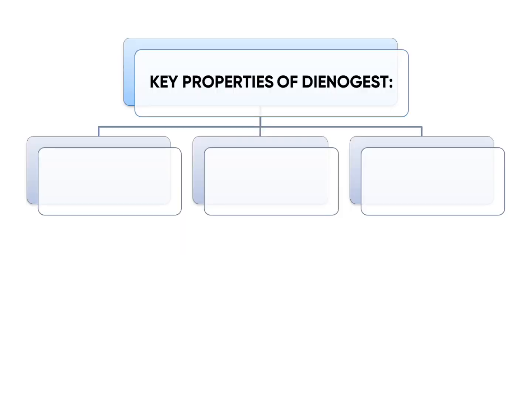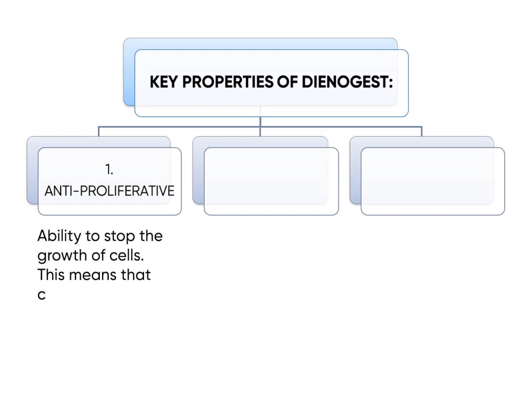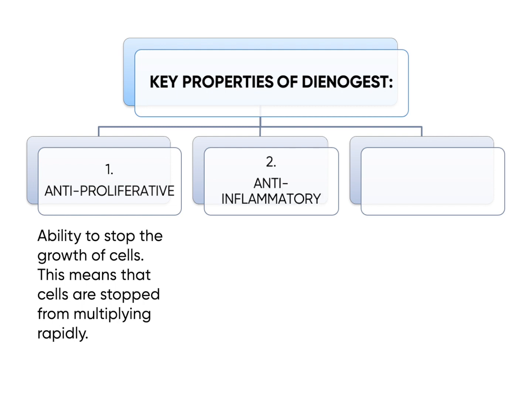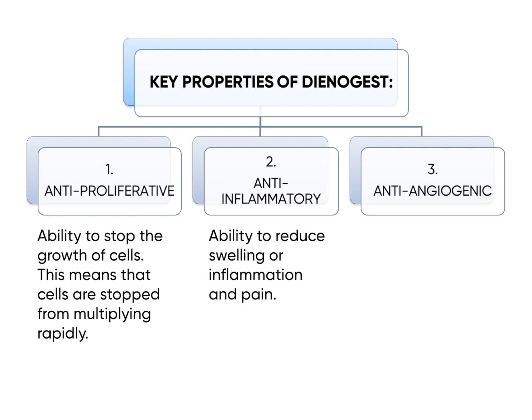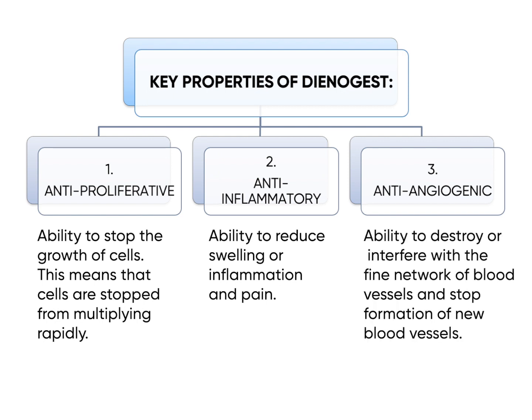Thus, Dienogest has the following 3 properties. 1. Anti-proliferative, or the ability to stop the growth of cells. This means that it does not allow cells to multiply rapidly. 2. Anti-inflammatory, or the property to reduce swelling or inflammation and pain. And 3rd, anti-angiogenic, or the property to destroy or interfere with the fine network of blood vessels and stop formation of new blood vessels. Once again, Dienogest is anti-proliferative, anti-inflammatory, and anti-angiogenic.